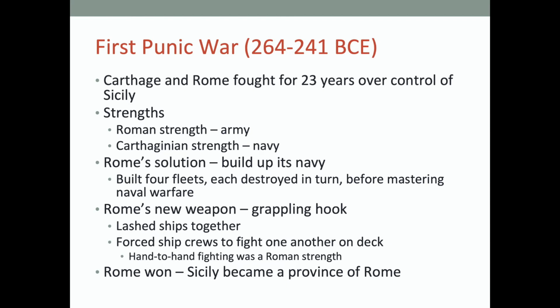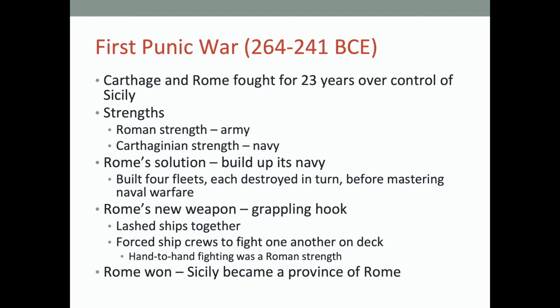However, the Carthaginians had a really amazing navy, right? They were really wonderful traders, and they had traversed the Mediterranean for years, and so their navy was incredible. Rome's solution was to build up its navy. That makes sense. You're fighting on an island. Your opponent has ships. They can just obliterate you right off the base. So Rome builds 4 fleets. Each one of them was destroyed until they actually mastered naval warfare.